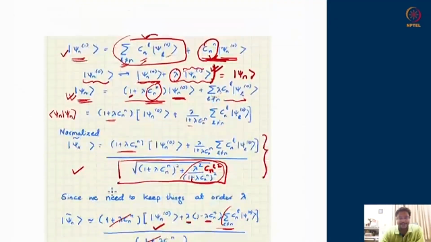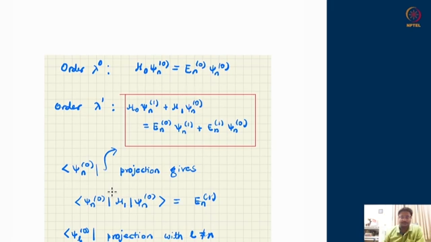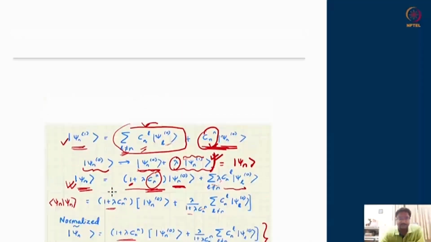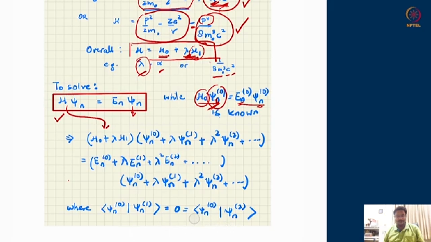Alright, so with this information, we can proceed further. And now I know that I have a perturbation equation which I can try to pick up terms order by order in lambda. For example, if I go back to this slide and clean things up, you see on the left hand side I have H0 plus lambda H1 multiplying the power series expansion of the eigenfunction. On the right hand side I have a power series expansion of energy eigenvalues multiplying the power series expansion of the eigenfunction.